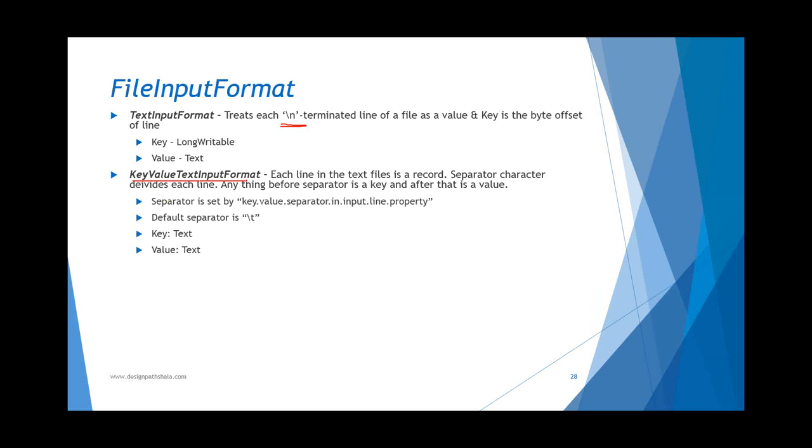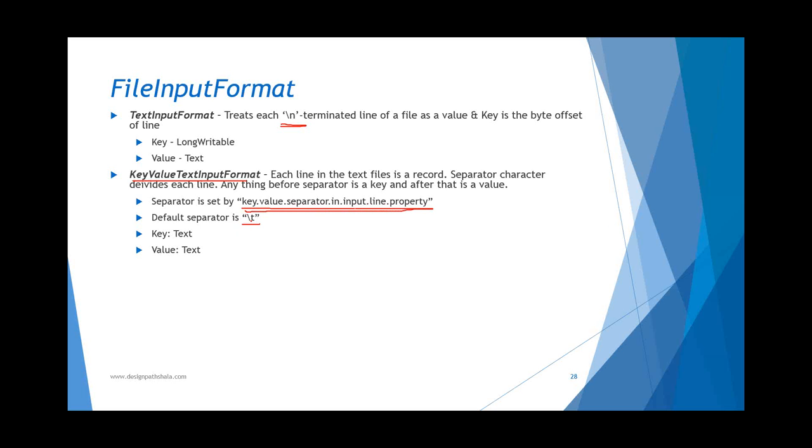So in the previous example which I was showing you, say what I want is my keys should be anything which is prior to the comma, and value should be anything which is after the comma. So my data would be comma separated. I can use this kind of class which is called KeyValueTextInputFormat, where I can define my own separator. But if I don't define a separator, what would be the separator between key and value? The default would be \t.